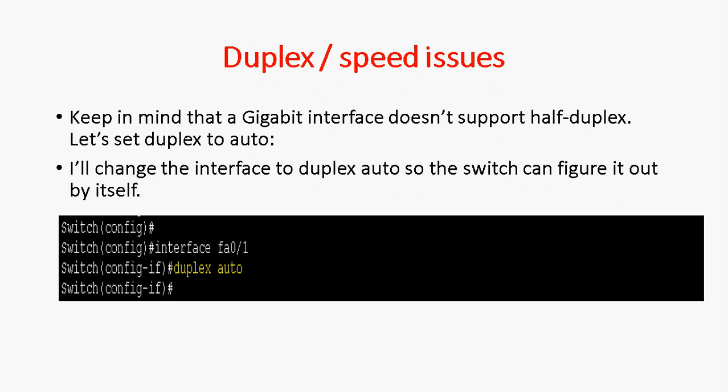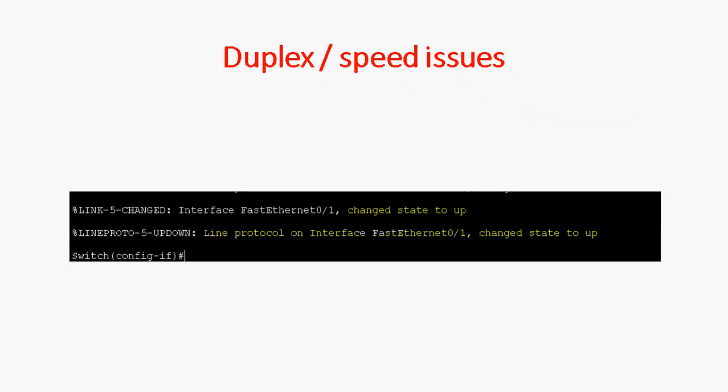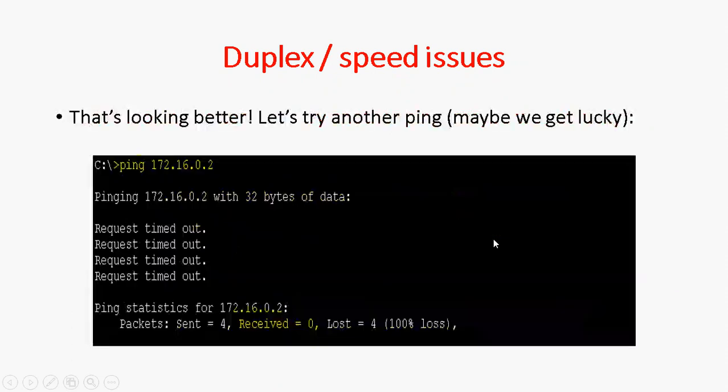From the switch, go to that particular interface FA0/1. The syntax for changing the duplex into auto is to just give duplex as a keyword and space auto. After giving this command, within a couple of seconds the interface state changed to up. Here we can see the state changed to up, and protocol also up. Okay, that looks better.